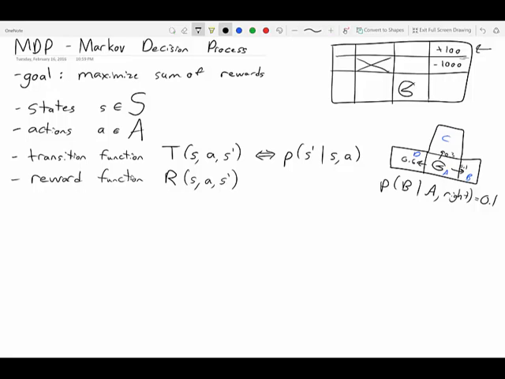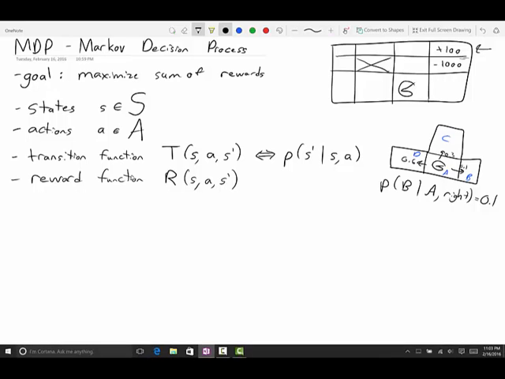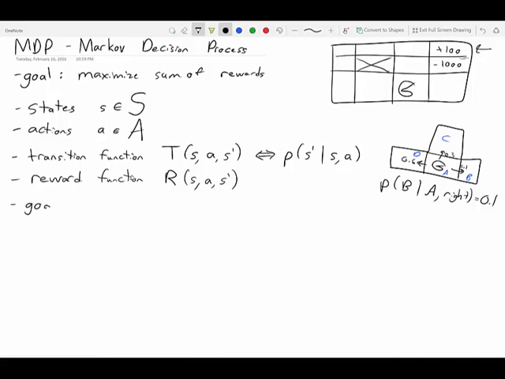So now we can define our goal a little more concretely. Our goal is to learn a policy, the best policy possible, pi star, that maps states to actions. Okay, so let's break this down.